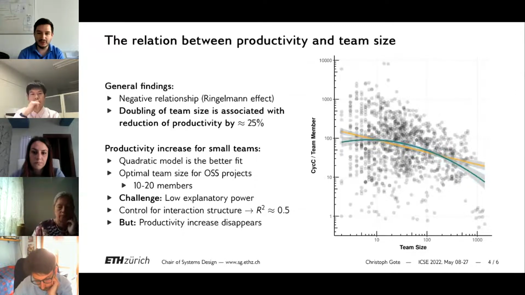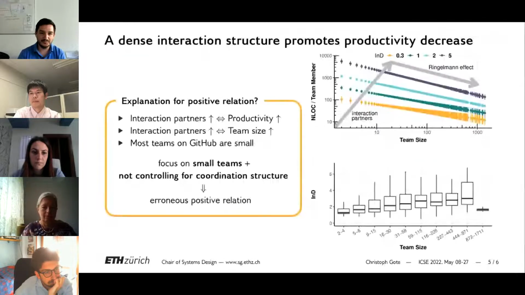However, if you look at the large variance that you can already see in the points on the right-hand side, a regression model that just looks at team size and productivity has very low explanatory power. By controlling for the interaction structure in our project, we can increase that significantly to roughly 50%. The problem is, if we do so, this productivity increase that we see here in the beginning actually disappears. So we asked ourselves, where did it go? And this is what we aim to answer with this question.